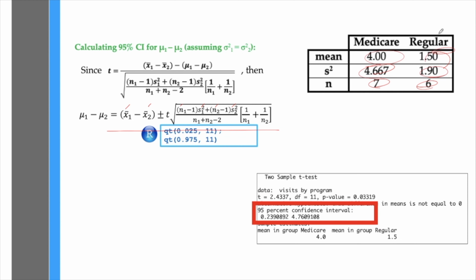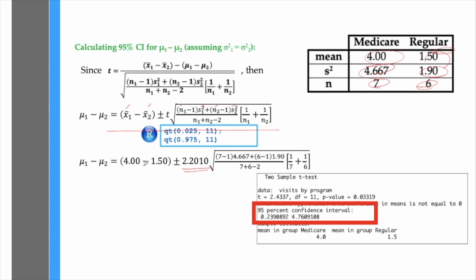and with t as the critical values of t, by simply getting qt 0.025 and qt 0.975, and then the degrees of freedom, which is 11, we're going to make use of t as 2.2010. And then again, these are the sample mean 1, sample mean 2, and other values which are s sub 1 squared, s sub 2 squared, n sub 1, and n sub 2. And what we're going to have is 0.24 up to 4.76, which is exactly the same as the values generated by R.